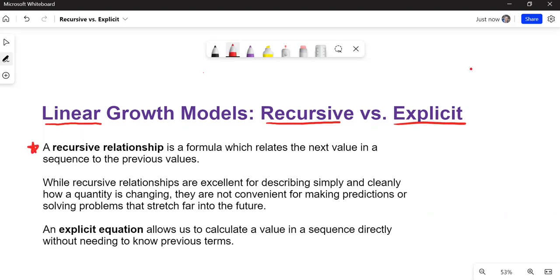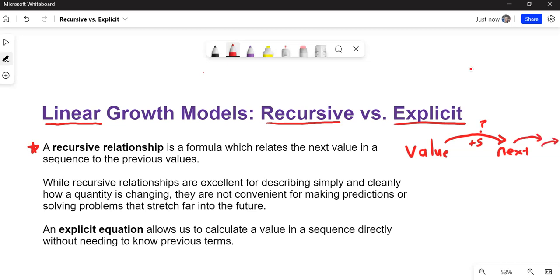A recursive relationship is a formula which relates the next value in a sequence to the previous value. So if you have some value here, and you want to get to the next value, then you understand what happens to get there. Like you understand this rule. Perhaps it's like you add 5, for example, to get to the next term. This is an excellent way to describe how a quantity is changing, but it's not convenient for making predictions that stretch far into the future because you would have to continue doing the next and then the next and so on.